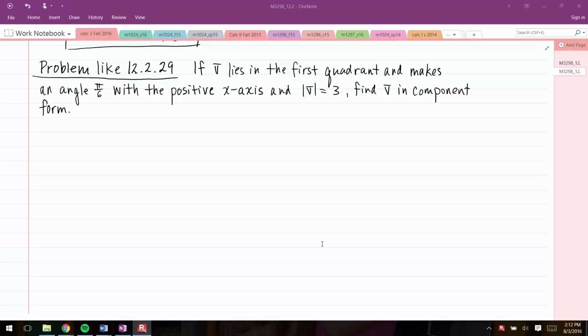In section 12.2, number 29 is a suggested problem, and this is a problem like that. If vector v lies in the first quadrant and makes an angle of pi over 6 with the positive x-axis, and the magnitude of that vector v is 3, find vector v in component form.